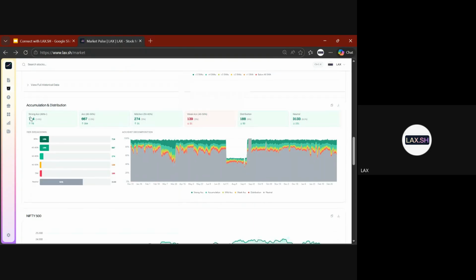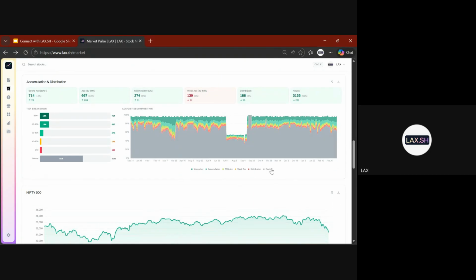Then accumulation distribution, legends have not been changed, they'll be changed. Data has been fixed broadly, but I don't know why this part is coming this way. We'll get it fixed also. No? We'll see why, what is happening there.